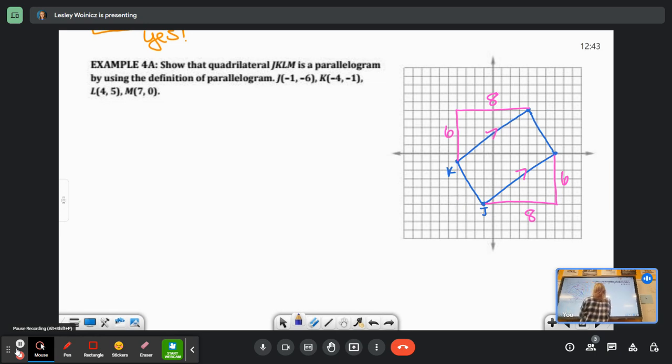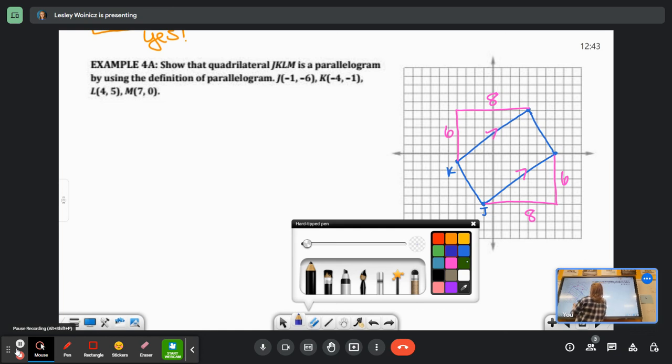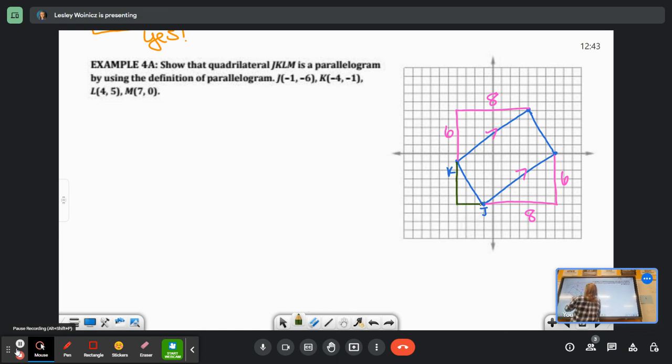I'm going to choose a color other than blue. Okay, so this is going down 5 and right 3. Okay, and this one is going down 5 and right 3. Yes. So ta-da!